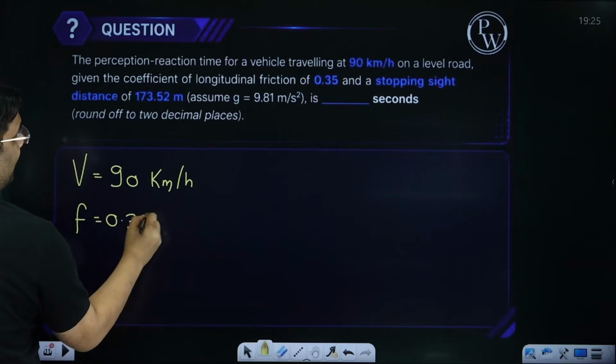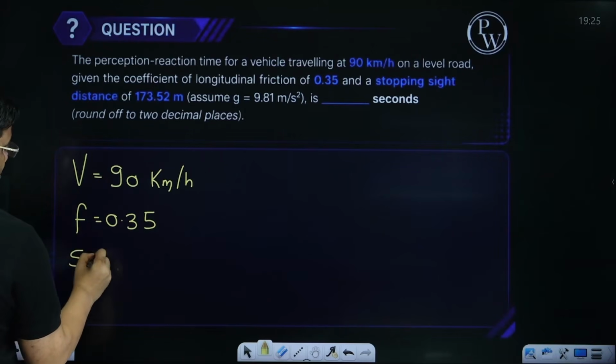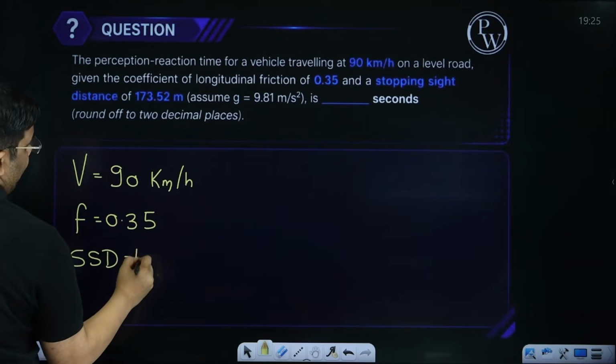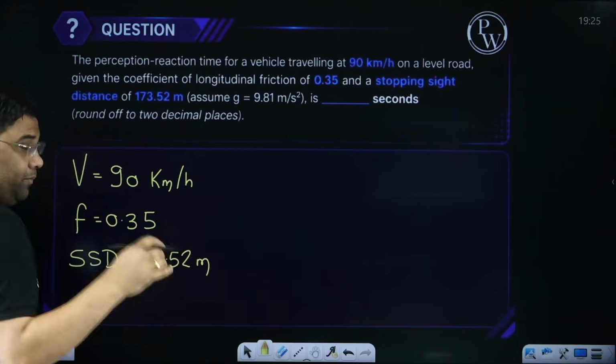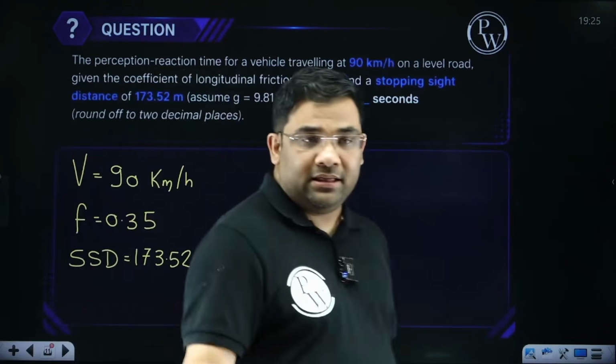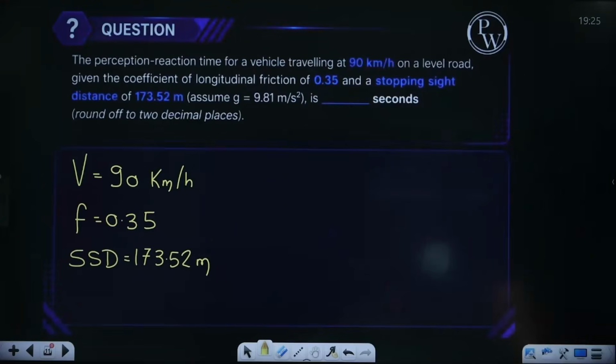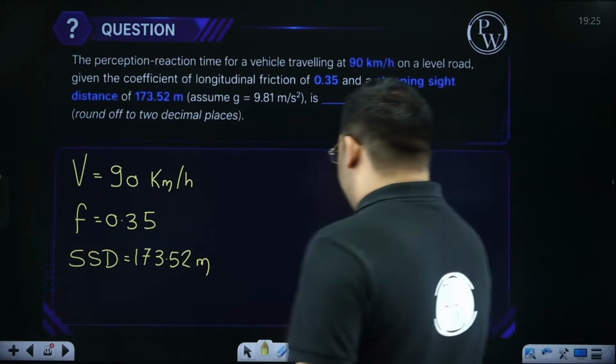Now it is given that the SSD, the stopping sight distance, they have given. As I told, they will not always ask you for the stopping sight distance. They might give you the stopping sight distance and ask you something else. And in this question they have asked you to find out the reaction time. As I have told, the reaction time is not always 2.5 seconds. It might be different also.